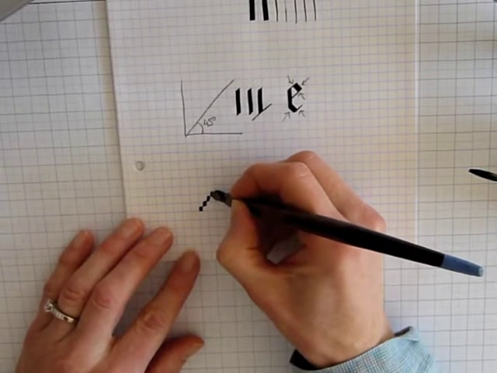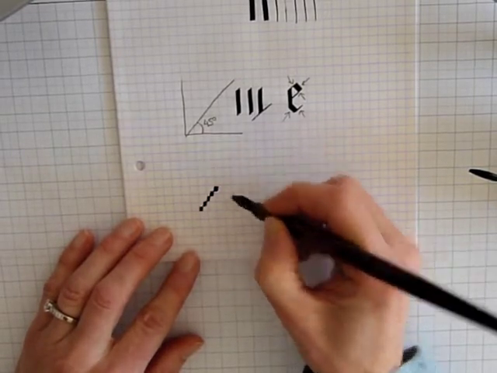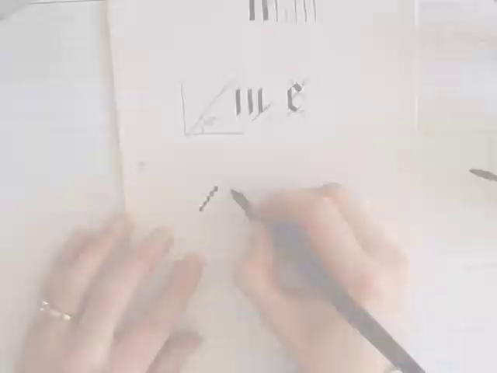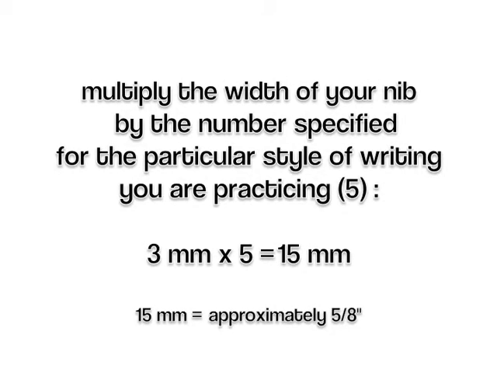In our course, the height of our letters is going to be 5 times the width of our nib. So to determine the height of my letters, I can either use the staircase method, or I can multiply the width of my nib, which is 3 millimeters, by the number specified for our particular style of writing, which is 5. Now, if I were to do the mathematics, 3 millimeters multiplied by 5 equals a letter height of 15 millimeters. Or if you happen to prefer to work in inches, that's about 5/8 of an inch.